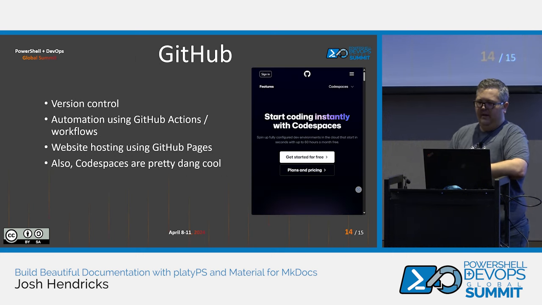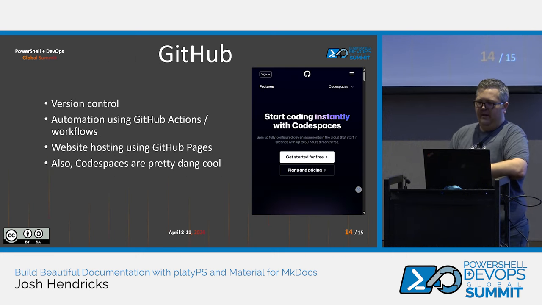And when I want to add comment-based help, I can type hash symbols and it just shows up. I think it's two pound signs, and then it scaffolds out your comment-based help for you. If you fill in the comment-based help, it will automatically show up in the documentation when you run platyPS. The markdown files that platyPS generates will include your comment-based help.